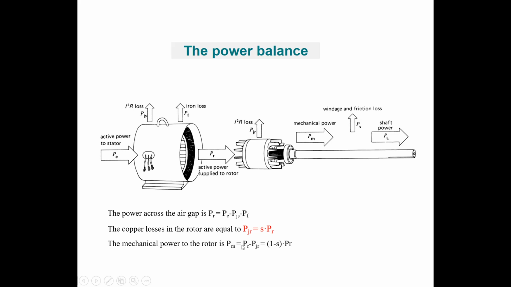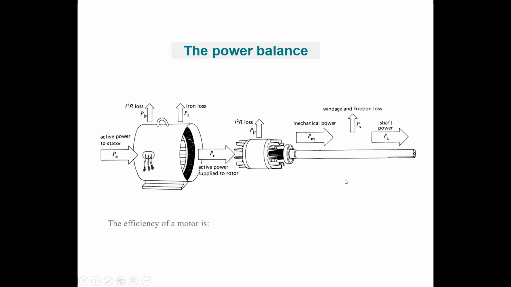And we see that the mechanical power PM is equal to this active power supplied to the rotor, PR, minus the I2R losses in the rotor, so it's (1 minus S) times PR. Of course the shaft power PL is equal to the mechanical power PM minus the windage and friction losses. We can also define the efficiency of a motor, which is equal to the output power, the shaft power PL, divided by the active input power PE and multiplied by 100%. So that is the efficiency.